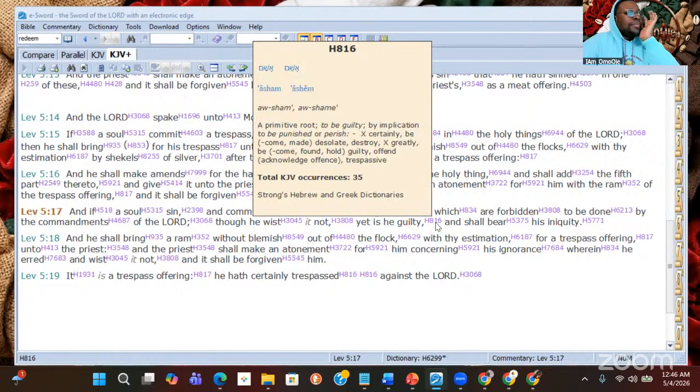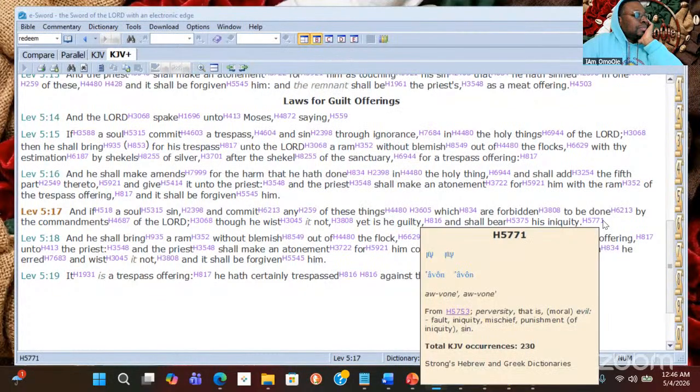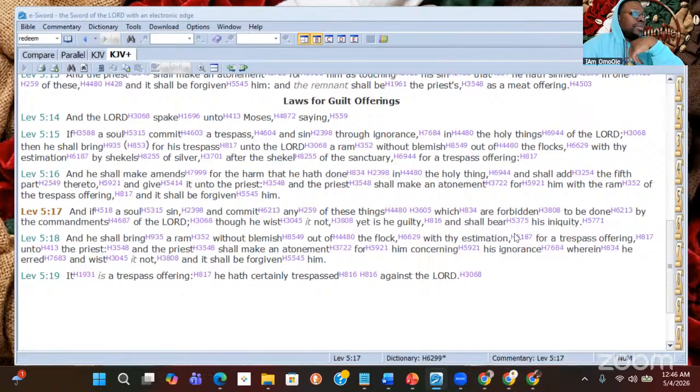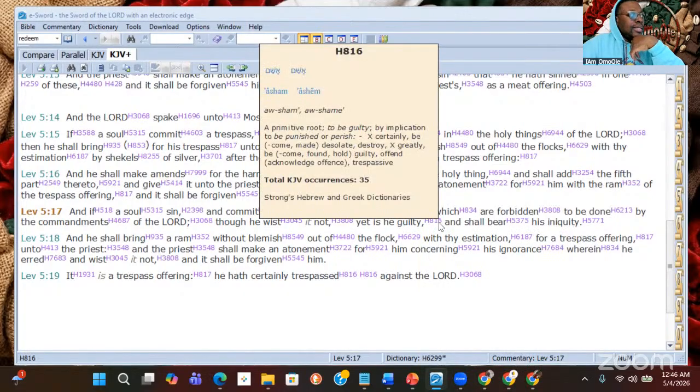Guilty is asham, or ashame. Ashame, maybe where shame comes from. Asham or ashame. Avone, or avone: perversity, moral evil, fault, iniquity, mischief. Okay, iniquity is avone. Guilty is ashame.